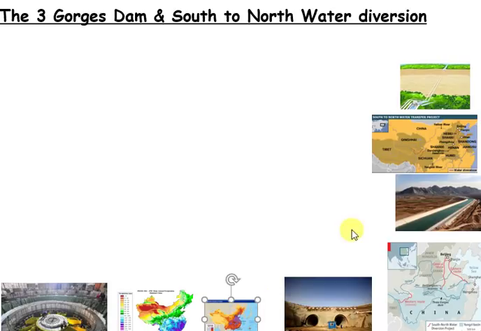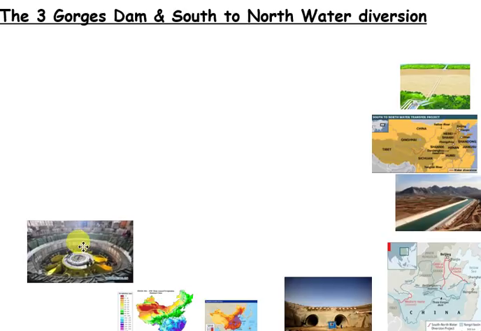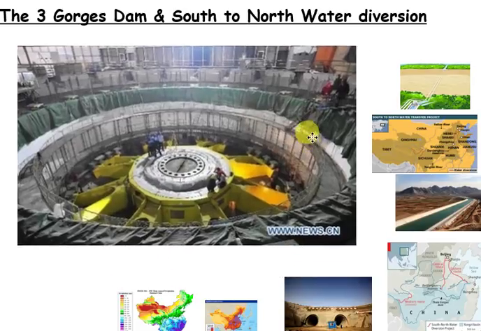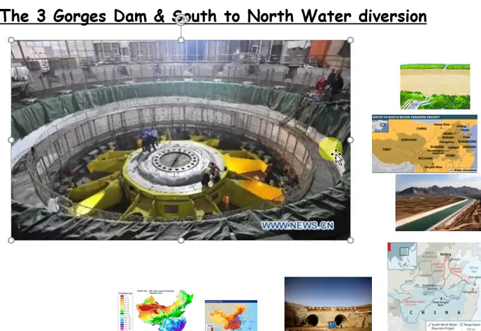Right then, Three Gorges Dam, let's have a look. Show you a picture first of all. In fact, I've not got a picture of the dam, have I? But I have got one of the turbines. And I'm just going to tell you some facts and figures here, so I'll be filling these in on your table. The Three Gorges Dam was built on the Yangtze River.